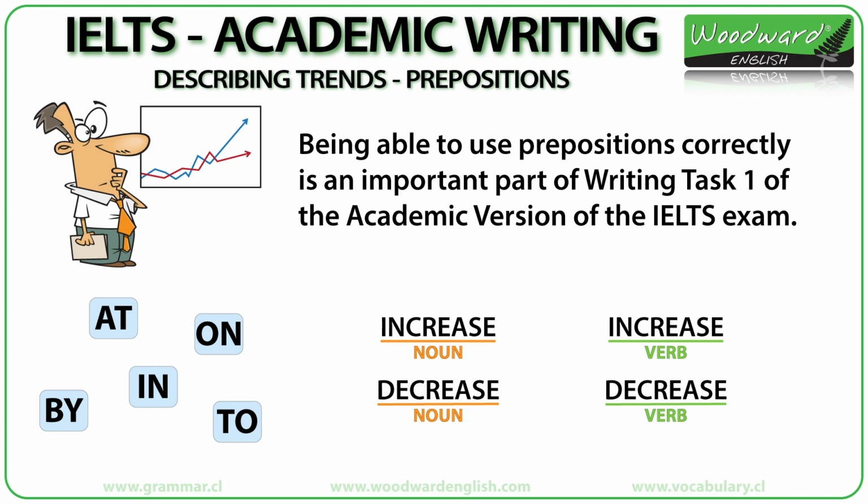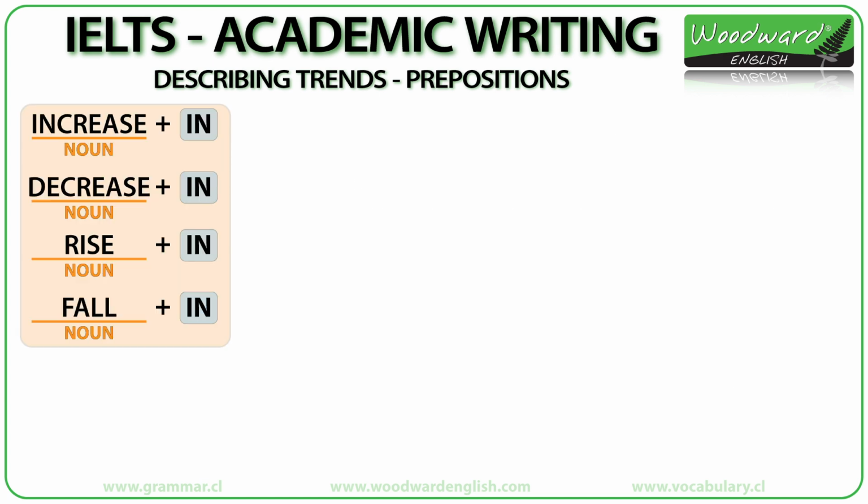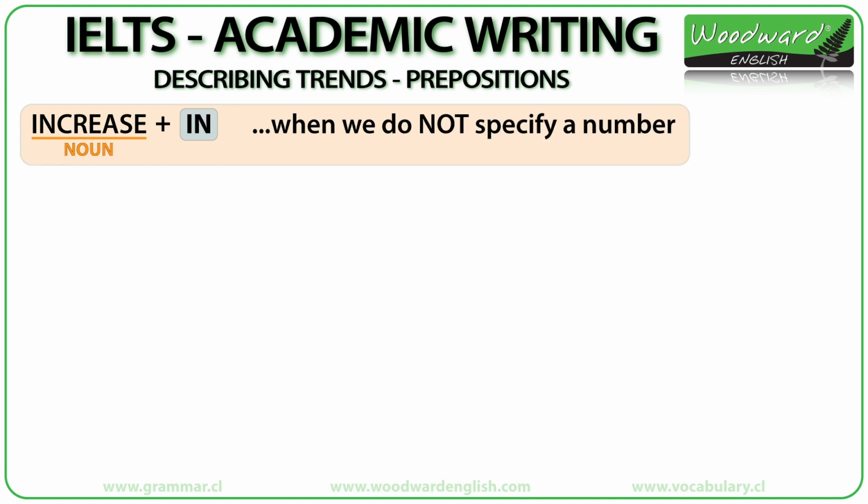They can be used as a noun or a verb. It is important to know the difference of whether it is a noun or a verb because the preposition that comes after it will be different. For example, as nouns, increase, decrease, rise and fall normally have the preposition in after them when we do not specify a number.